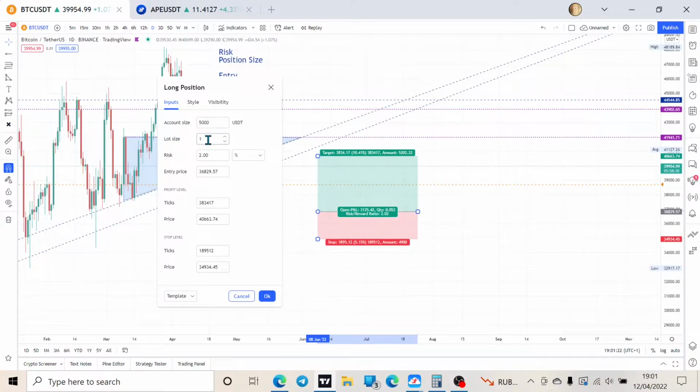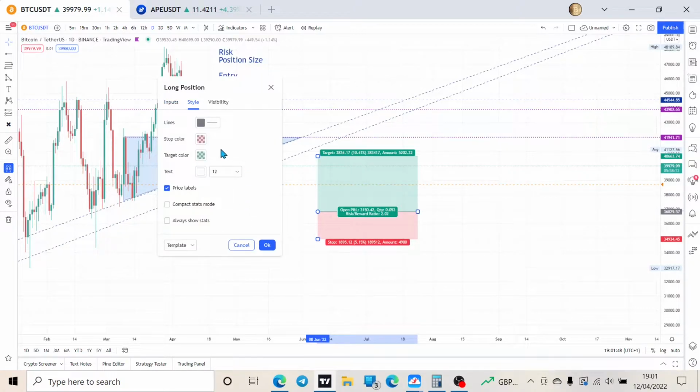The lot size is 1, which means basically 1 Bitcoin. This price represents one of whatever it is that we're looking at here, i.e. whether it's stock or a cryptocurrency. So the lot size is 1, which is fine. The risk is 2%, which we're happy with. And then you can see the entry, the take profit, and the stop loss. You can actually just type these in manually, which we'll come to again a bit later.